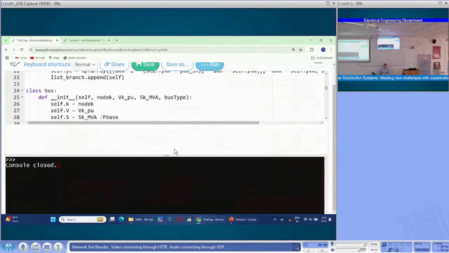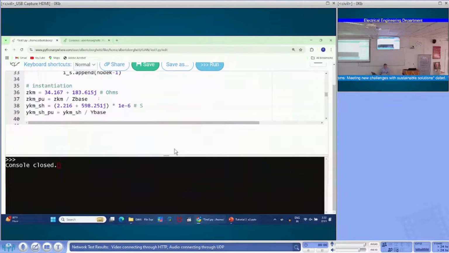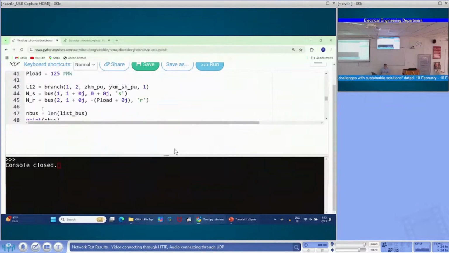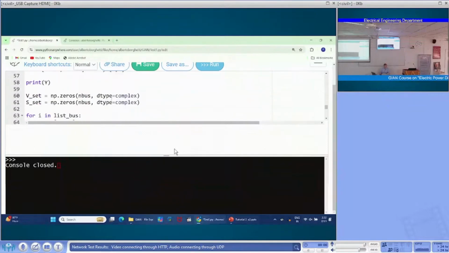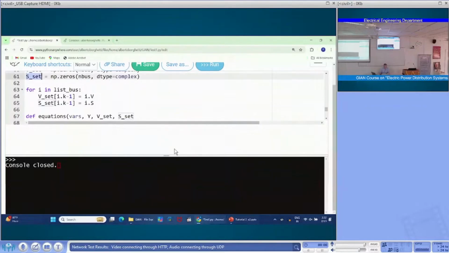Here you see that we have collected the power. We said that in bus receiving there is this P load, so it is minus because it is not injected but is absorbed by the load. And we have stored this information in this vector S set. So S set is here.